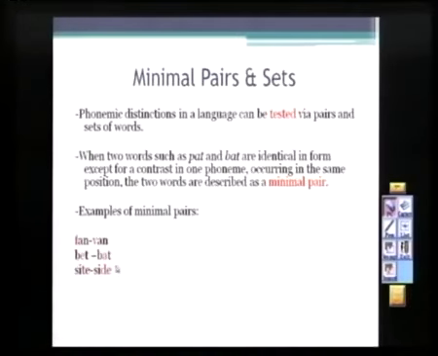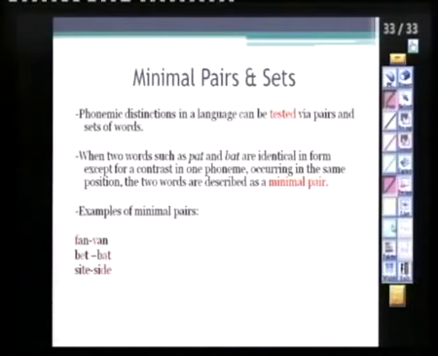Are those minimal pairs? Yes, because they are identical. Both of them have the same first and last sounds. Now look at the middle, the vowel. So it's a minimal pair. Look at side and side. They are identical. Okay, remember, what you have here is not actually very accurate because you have to transcribe first to see if they are a minimal pair or not. So to do this is not very accurate.